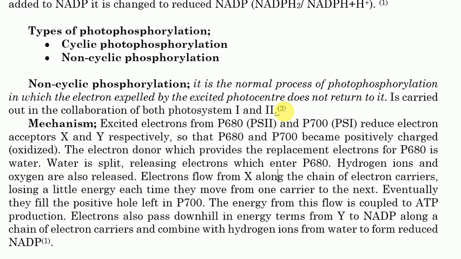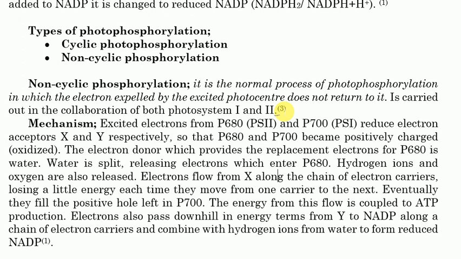Electrons flow from X, as we shall see later on the diagram, along the chain of electron carriers, losing a little energy each time they move from one carrier to the next. Eventually they fill the positive hole left in P700, and the energy from this flow is coupled to ATP production. Electrons also pass downhill in energy from Y to NADP along a chain of electron carriers and combine with the hydrogen ion from water to form reduced NADP.